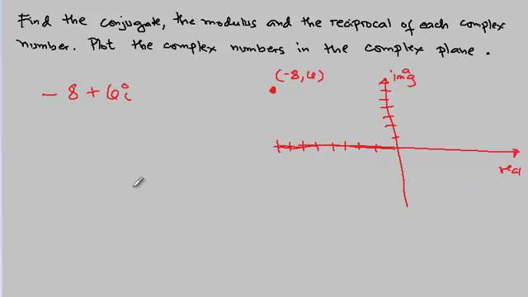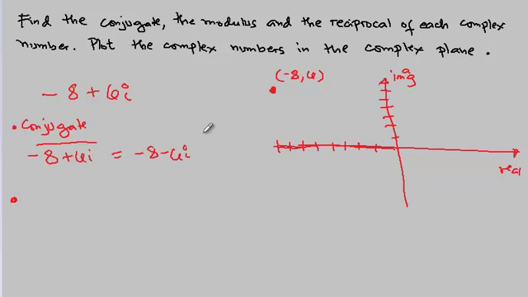Let's start first with the conjugate. When we say conjugate, it is simple. In this case, the conjugate of negative 8 plus 6i is simply negative 8 minus 6i. Okay? You just change the sign of the i. If it is positive, you make it negative, once you are in standard form.